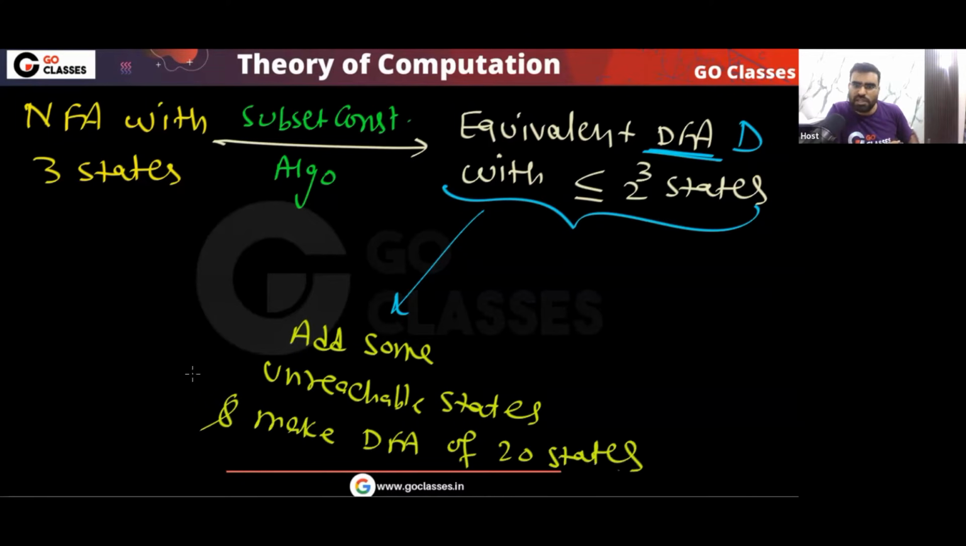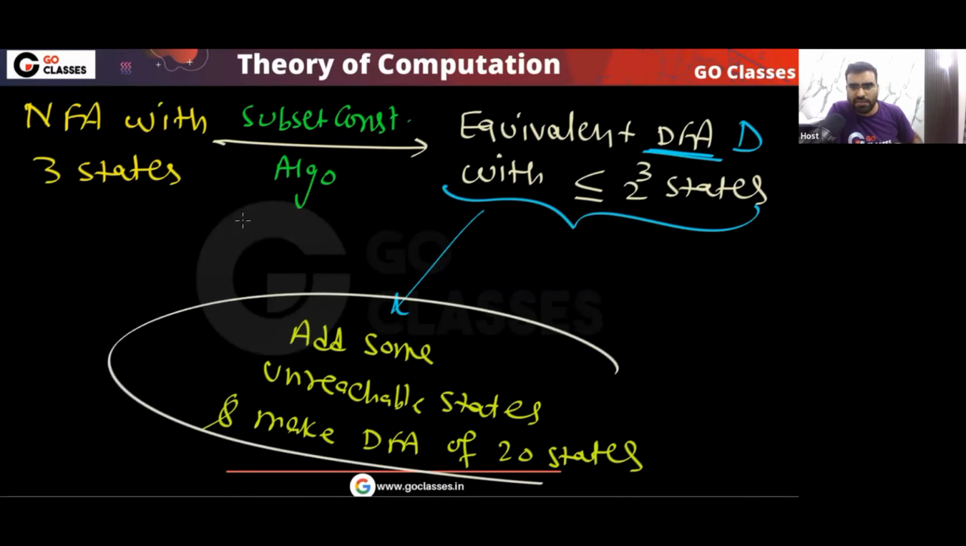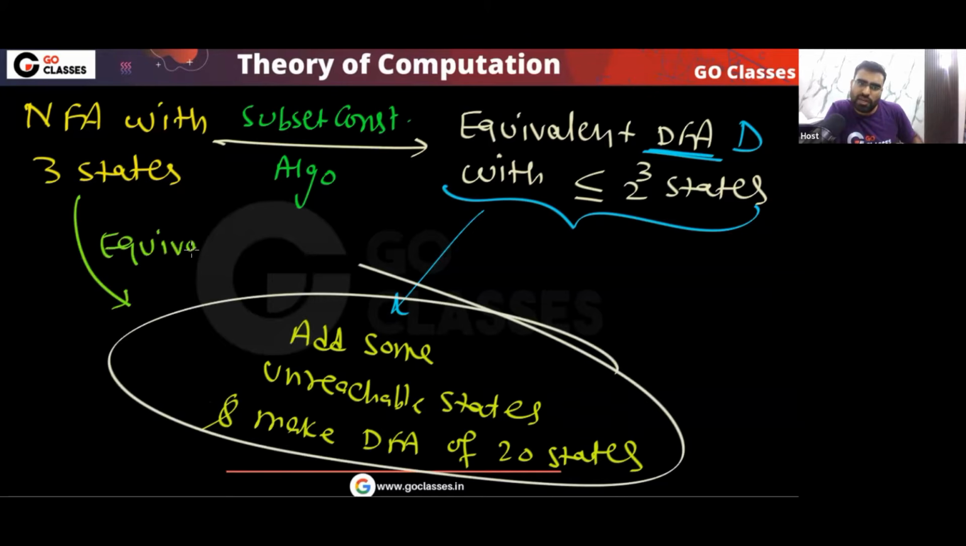If I do this, will the language change? I'm adding unreachable states and making a DFA of 20 states. Will the language change? The language will not change. So can I say that for this NFA, you are getting an equivalent DFA? Yes or no? You are getting an equivalent DFA because they have the same language. This NFA and this DFA have the same language, and this DFA has 20 states. Is this point clear? Please tell me.